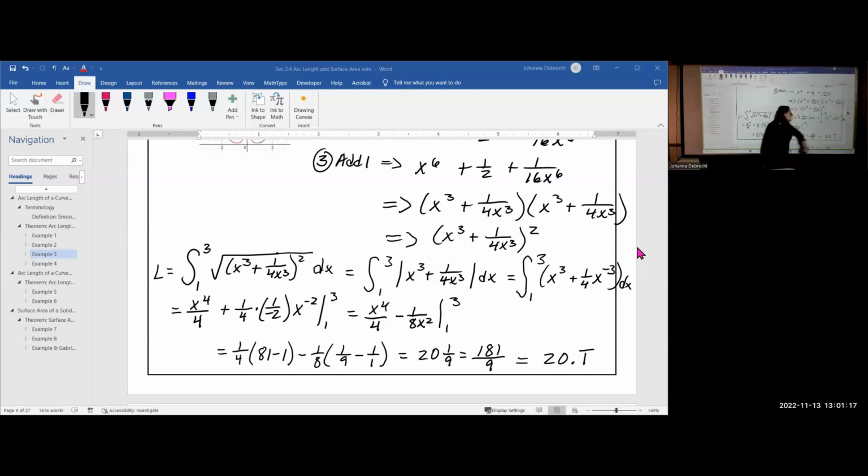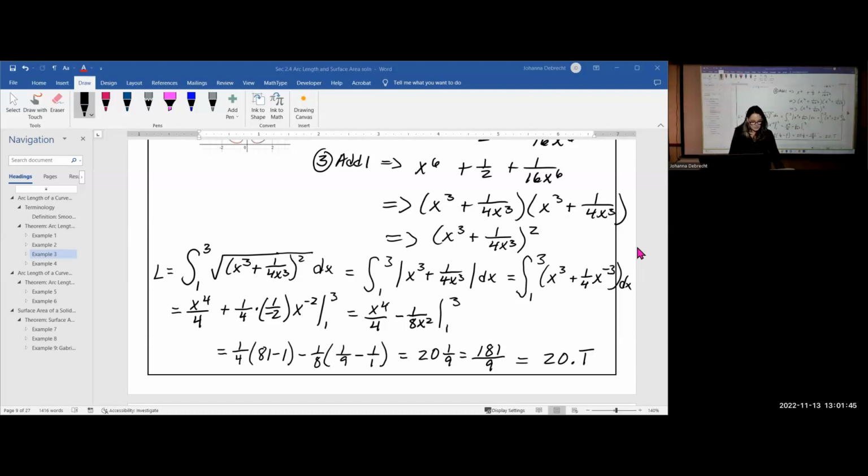This gives us this. And then, of course, after integrating, we come up with this, which simplifies to this. And then when we plug in the limits of integration, we get 181 over 9, which is 20.1 repeating. So I was a little off on my estimate. I thought it was around 24, 25, but I'm close. I'm ballparking it. My eye's not that great at judging distance, so that's pretty good for me.